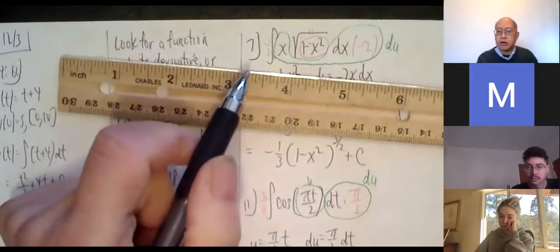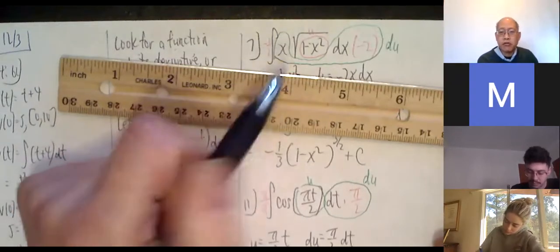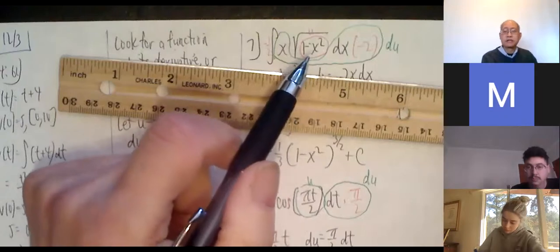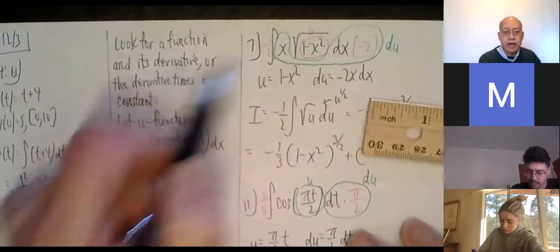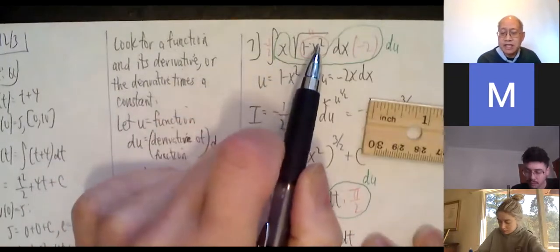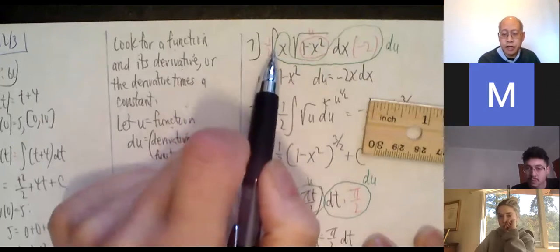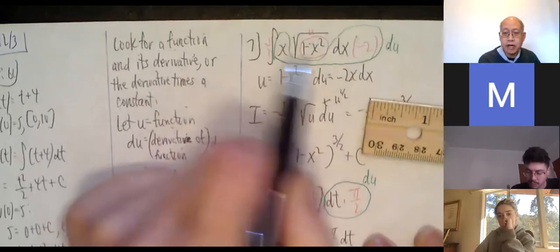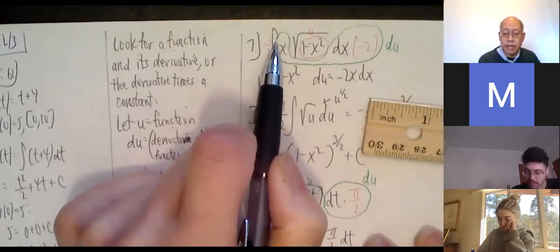So here's the original. Temporarily ignore all the red and the green stuff. The original was x radical 1 minus x squared dx. So look for a function and its derivative. And a big tip-off is this is second degree, and the derivative of second degree is first degree. So that kind of tells you the way to go. This is exponent 2. The derivative will have just an x there. So that's the way we want to go.